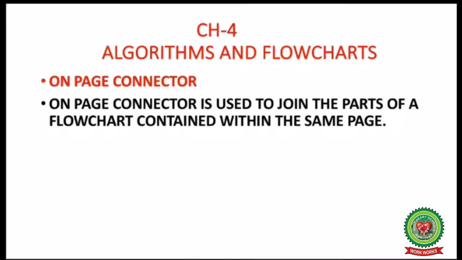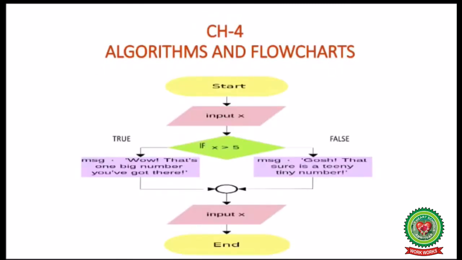An on-page connector is used to join the parts of a flowchart contained within the same page. Now we will see it with the help of an example. Here in this example, you can see a circle, that is the on-page connector. It is used to join the parts of a flowchart that are on the same page.